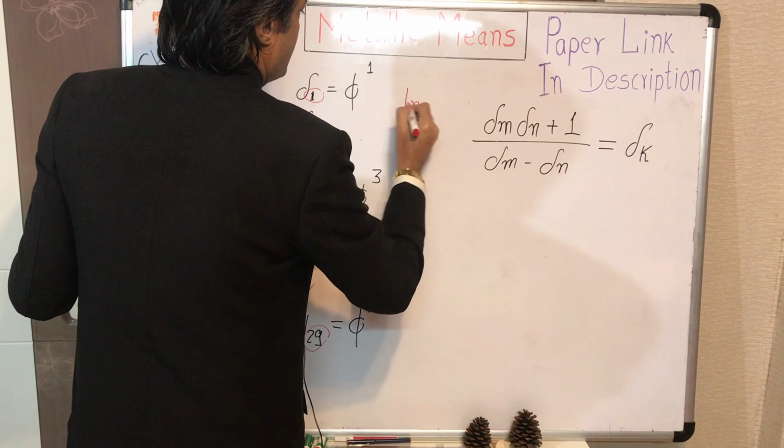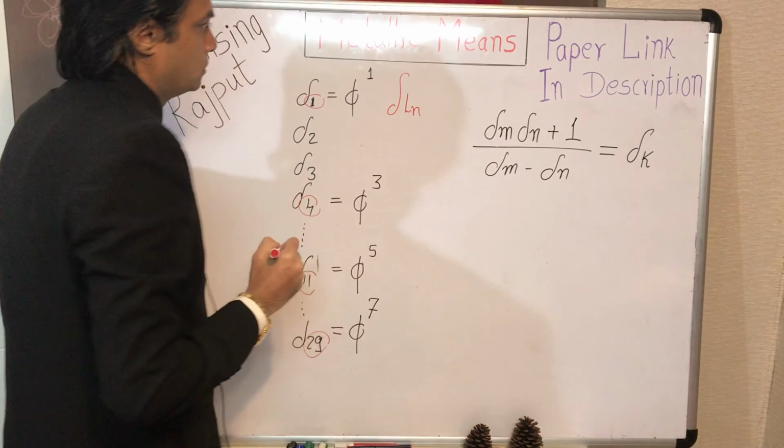L-nth metallic ratio. Ln is the nth term of the Lucas sequence, and the L-nth metallic ratio equals the nth power of phi, where n is an odd positive integer. If n is odd, then the L-nth metallic ratio precisely equals the nth power of phi.